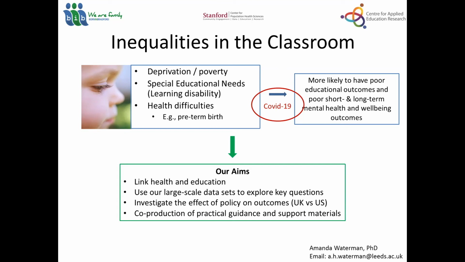We're also keen to use our large-scale data sets to explore key questions around all of the things that I've talked about so far in this video. So obviously we have the Born in Bradford longitudinal cohort study following over 13,500 children and their families, and then our colleagues in Stanford also have access to similarly very large data sets on their local population as well. One of the things that we've discussed is we're interested in if we can pull out differences between policy between the UK and the US and find a way of looking at how that may have affected developmental outcomes and how different policies may have a more or less positive effect on those outcomes.